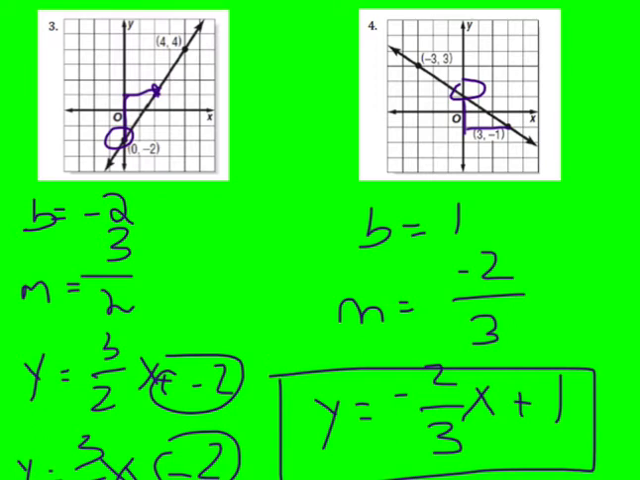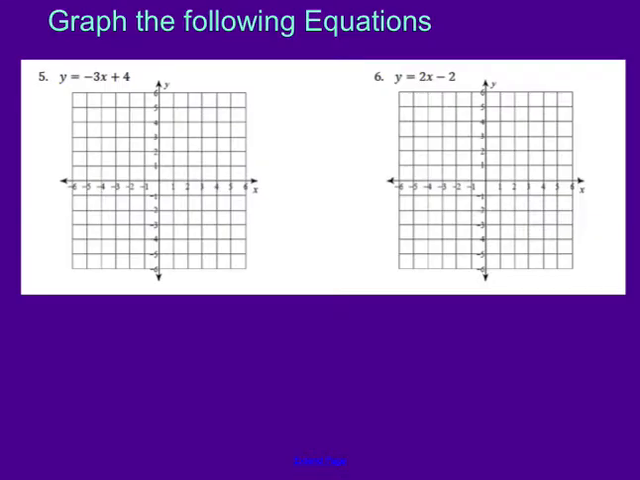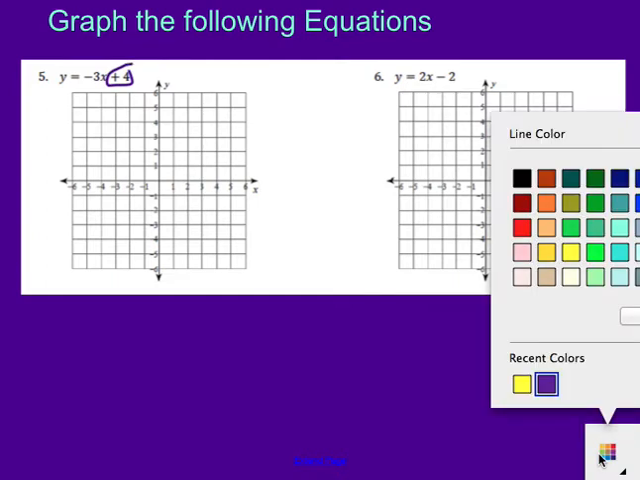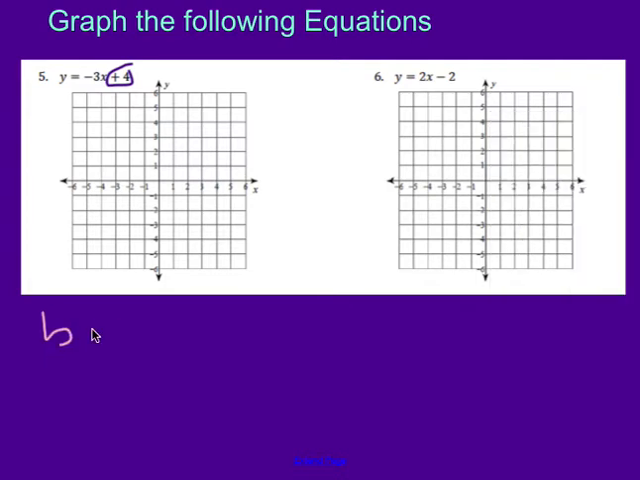Next, let's take a look at number 3. So we need to graph the following equation. So now we need to pull some pieces out. Well, I see that my b is 4. That number that's being added on represents my y-intercept. So I know that I'm crossing the y-axis at 4. So I'm going to plot that point at 4 right there. So I'm crossing the y-axis there at 4.